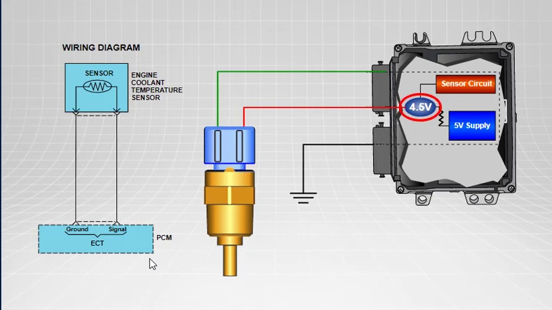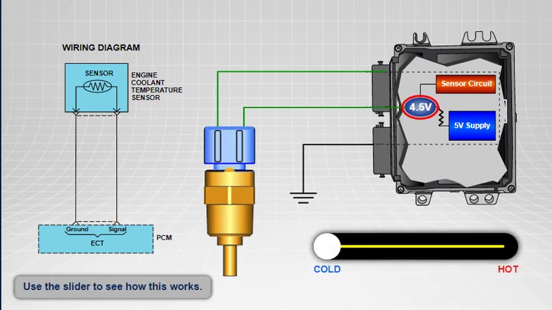When the thermistor is cold, it has very high resistance, so most of the voltage drops across it. As temperature increases, resistance decreases, and so does the voltage drop across the thermistor. You can expect to see this range of voltage change when you monitor a thermistor signal on the scan tool. Use the slider to see how this works.